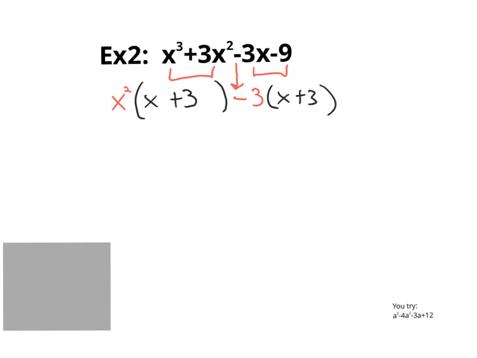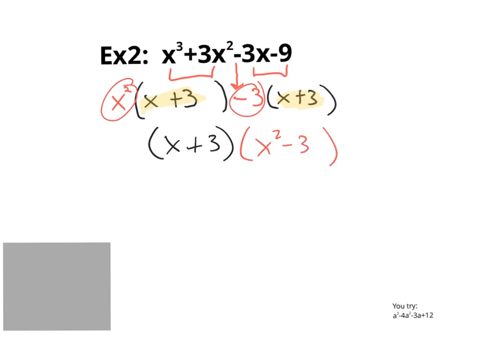Just like we noted earlier, both these terms have the same factor of x plus 3. So let's factor out the x plus 3 because that's what they share. What are we left with? We are left with x squared minus 3. I verify that I can't factor anything out; these two have nothing in common. And that is how you know that you are finished.